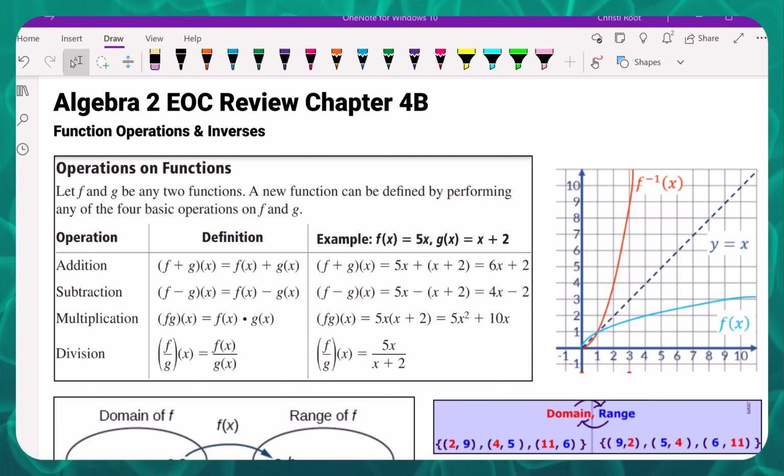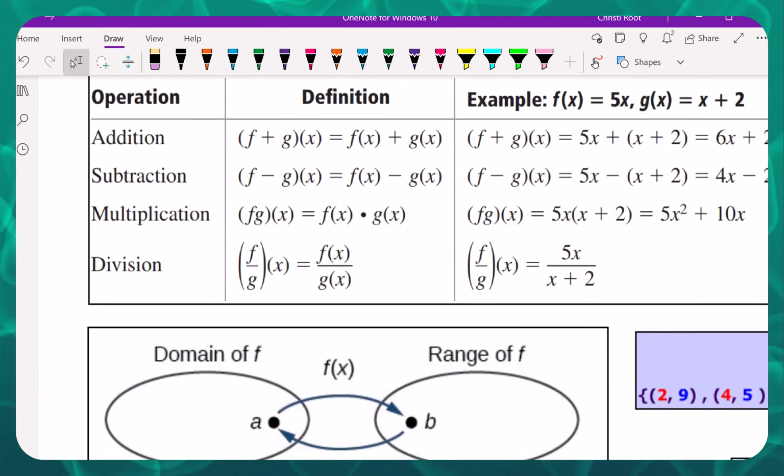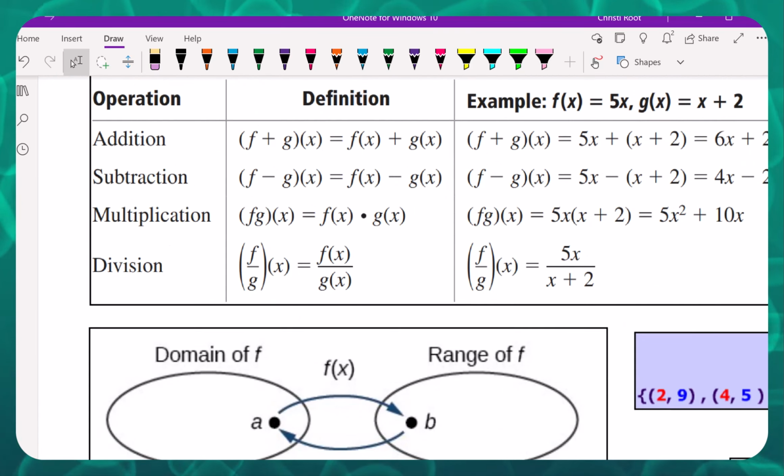Hello everyone, this is the Algebra 2 review for Chapter 4b, and we will be talking about function operations and inverses in this video. Alright, so I'm going to talk a little bit about operations on functions. You actually have 4 different types of operations. You have addition, subtraction, multiplication, and division.